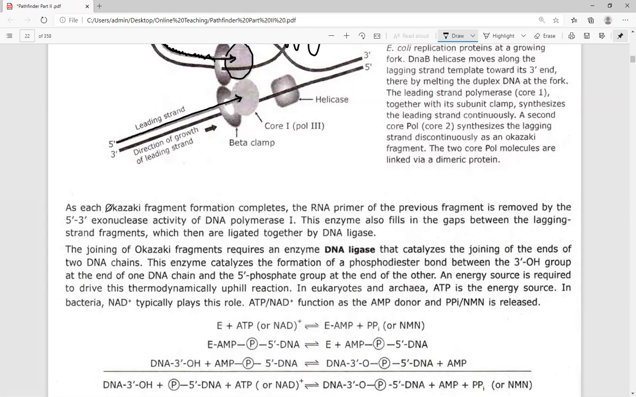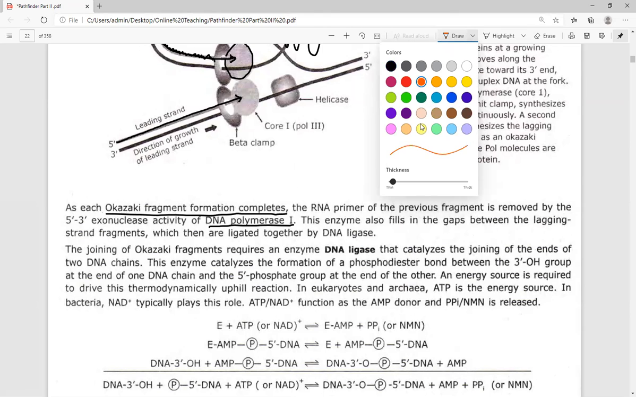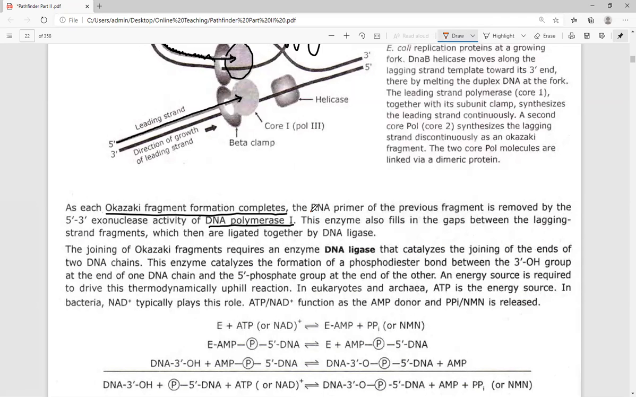As each Okazaki fragment is being produced, the RNA primer of the previous fragment is removed by the exonuclease activity of DNA polymerase 1. So it is the DNA polymerase 1 exonuclease activity that is involved in the removal of the primer molecule. DNA polymerase 1 performs the exonuclease activity, and it is the one that is able to remove the nucleotides.